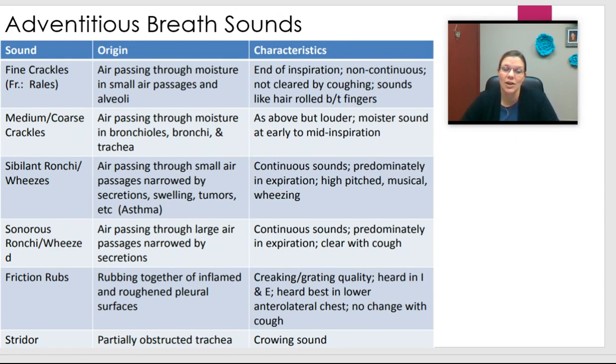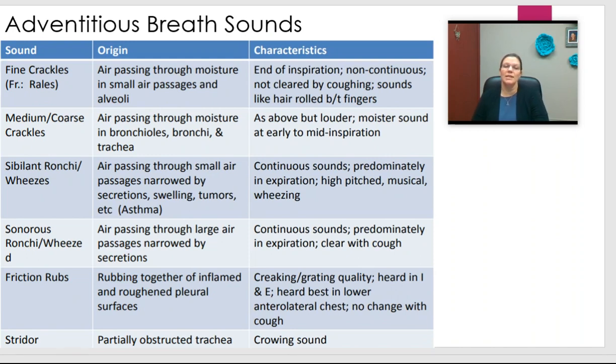So if you have difficulty, you recognize that something is abnormal, but you are not sure which sound it is, please just compare it to descriptions of the different sounds and find ones that make sense. Did the sound happen during inspiration or expiration? Is it continuous? Is it intermittent? And then sometimes you can even look at patient history and figure out maybe what type of sound you're listening to.